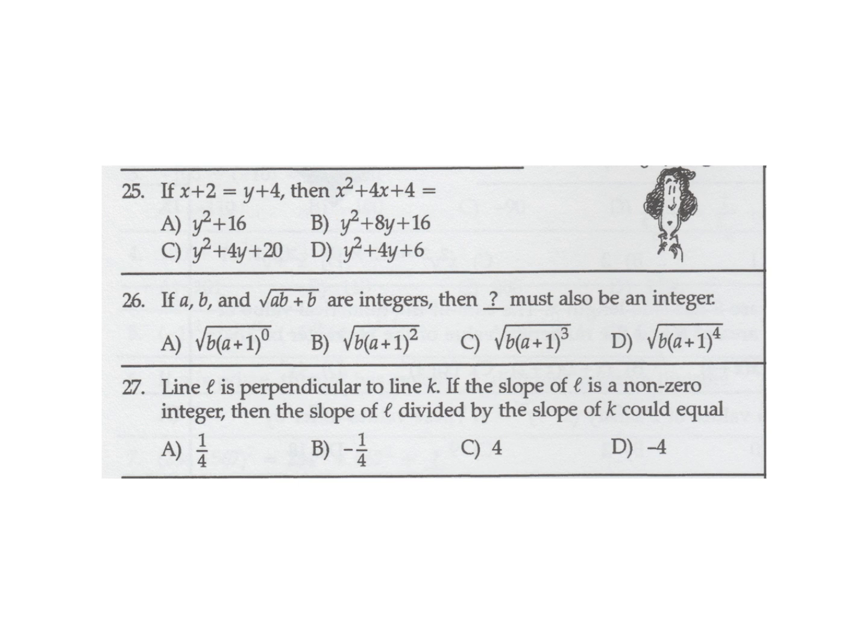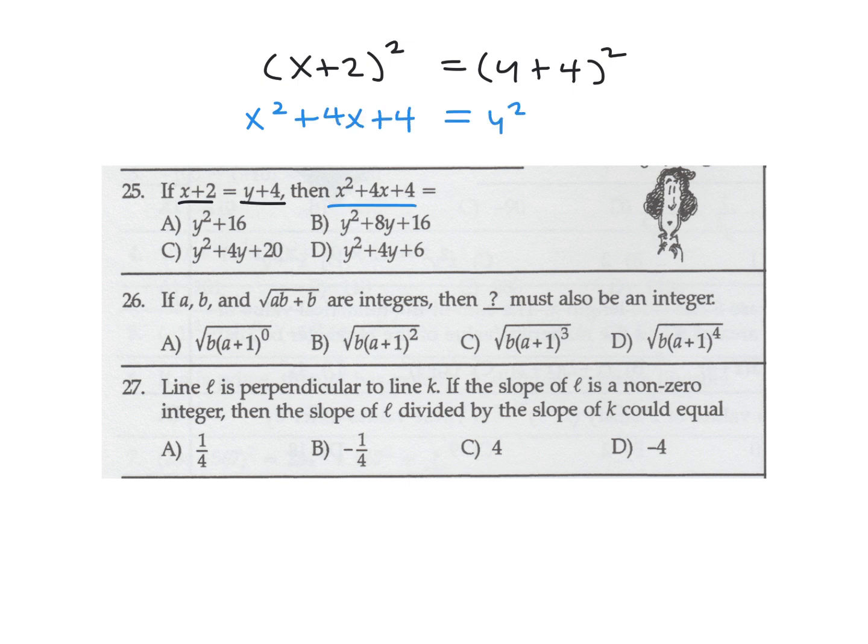If x plus 2 is equal to y plus 4, then x squared plus 4x plus 4 is... All right, so what do I do here? I think what they're doing is, my guess is they're just squaring that. So they're doing the x plus 2 squared. And if you square one side, you square the other side. This becomes x squared plus 4x plus 4, which is this. And then that would just be y squared plus 8y plus 16. And of those answer choices, it's B, right? For number 25.